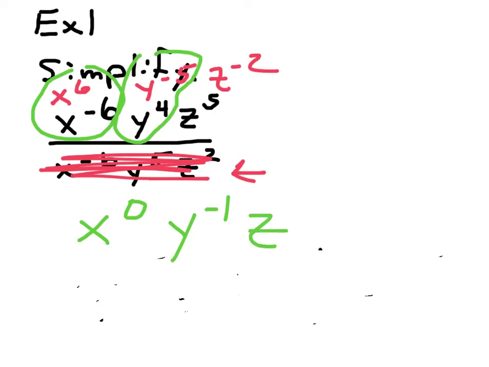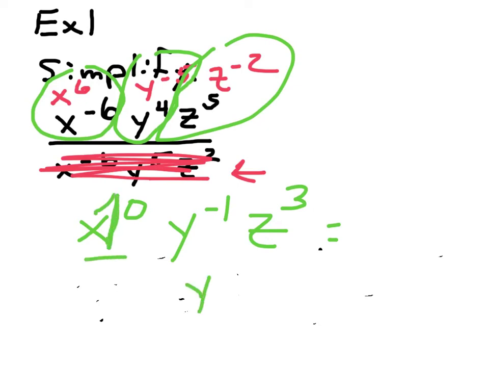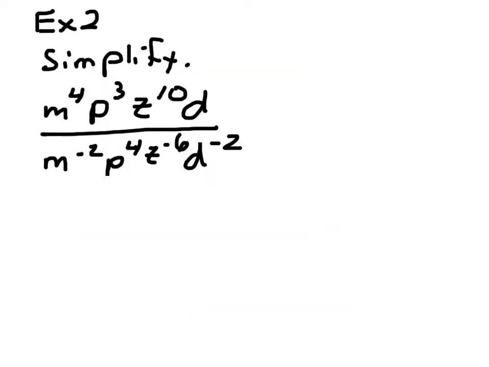And finally, let's do our z's. What's negative 2 plus 5, or 5 plus a negative 2? And you can see that I'm getting the same answer, because x to the 0 is simply 1. Or in other words, what I have is y to the negative 1 z cubed. And that's exactly what I had in the other example. So really, you could do it both ways. All right, let's do one more example.